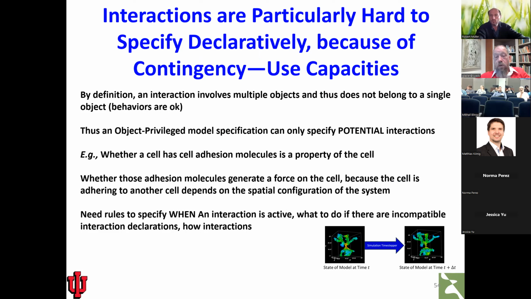We need to think about what happens if we have incompatible interaction declarations between objects. If we're pulling them from a library, it's possible that somebody will have defined how cell adhesion works on one cell in one way, and somebody else will have defined it in another way. That makes it quite difficult.